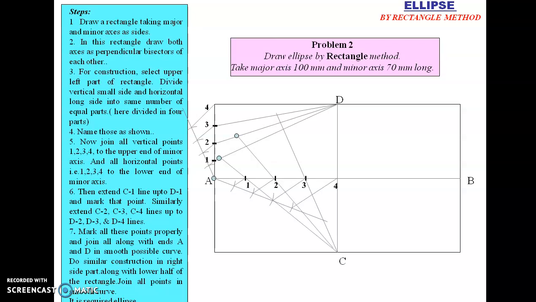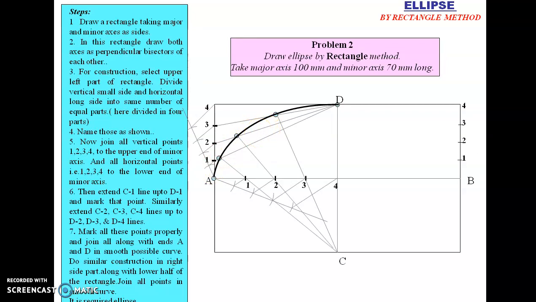Extend the C1 line up to D1 and mark that point. Join C2 and extend it up to D2. Mark that intersection point. Next join C3 and extend it up to D3. Mark that point. So these are the 3 points you will get. Now mark all these points properly and join all the points by using a French curve.